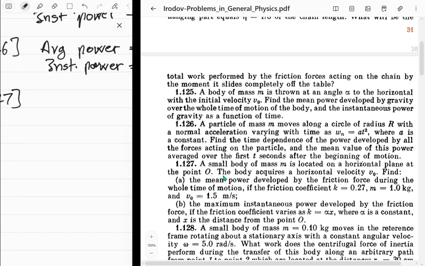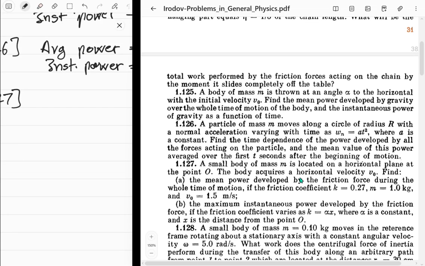Okay, so at the point O, the body acquires a horizontal velocity v naught. Mean power delivered by the friction force during the whole time of motion. The friction coefficient is this. Wait, we know it's just going to stop in the end, so the work is just half m v naught squared. What is this? Why did they give us anything about it?